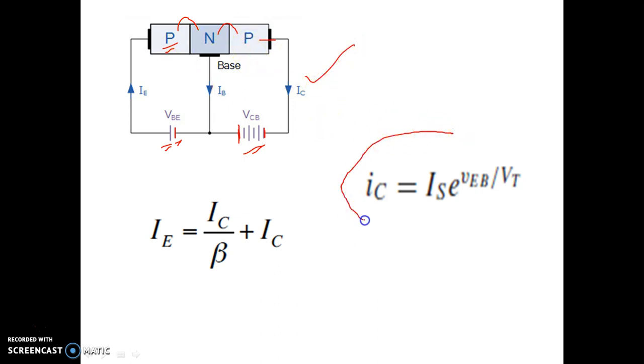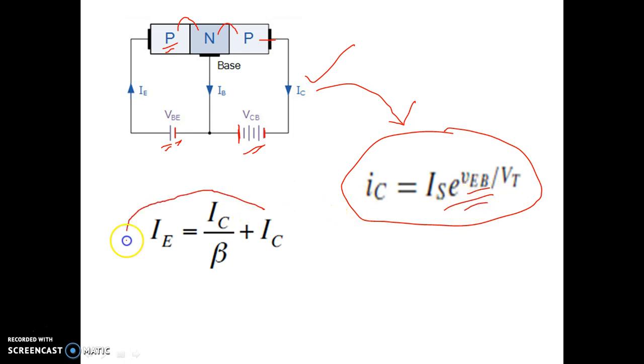And the collector current versus the base emitter voltage relationship for the PNP type transistor is IC equal to IS into e to the power VEB by VT. And for NPN, what is the relation? Same relation, but you have to write VBE, because for NPN the relation is IC equal to IS into e to the power VBE by VT. But here the relation is IC equal to IS into e to the power VEB by VT. Clear? This thing you all know.